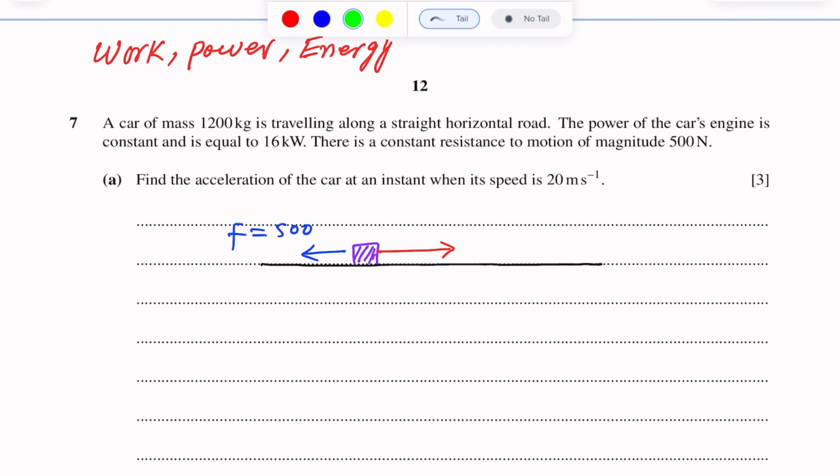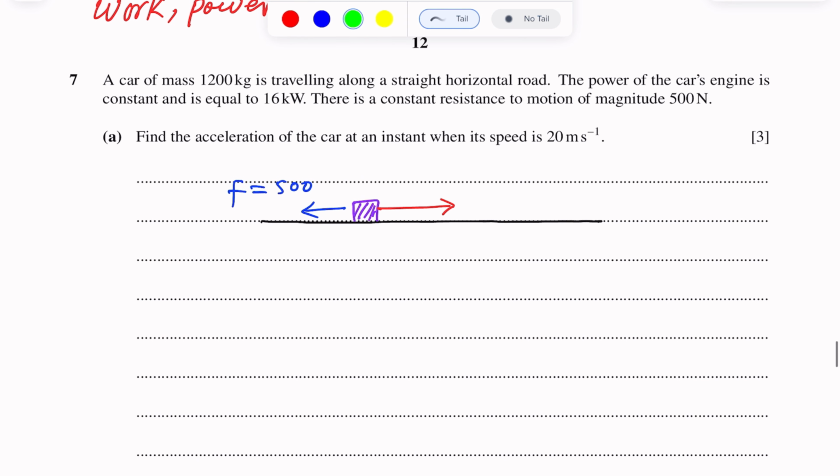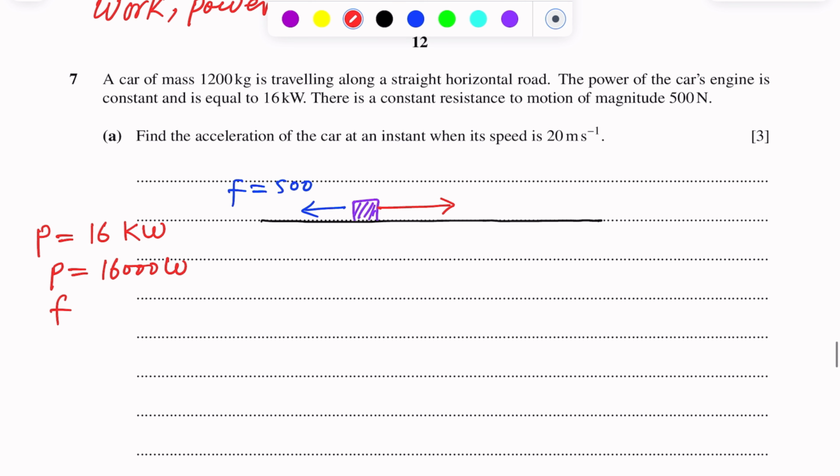Now, what will be the driving force on the car? We have been given the power of the car's engine, 16 kilowatt. Converting it into watt for standard unit, 16,000 watt. This is power. Resistive force is 500 Newton and V is 20 meters per second. This is the data for this question.